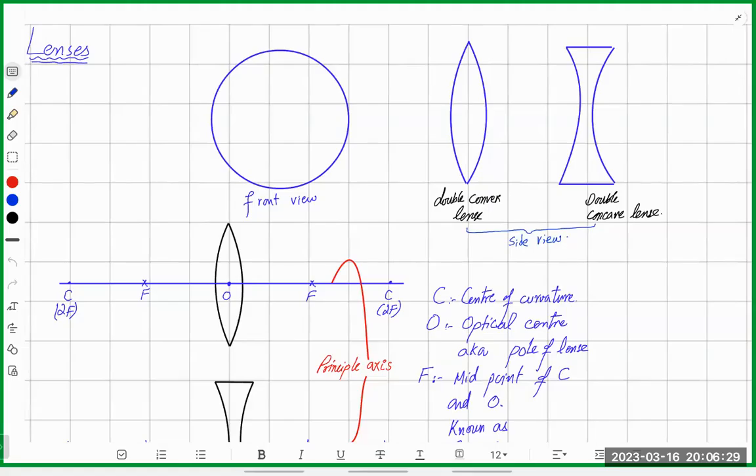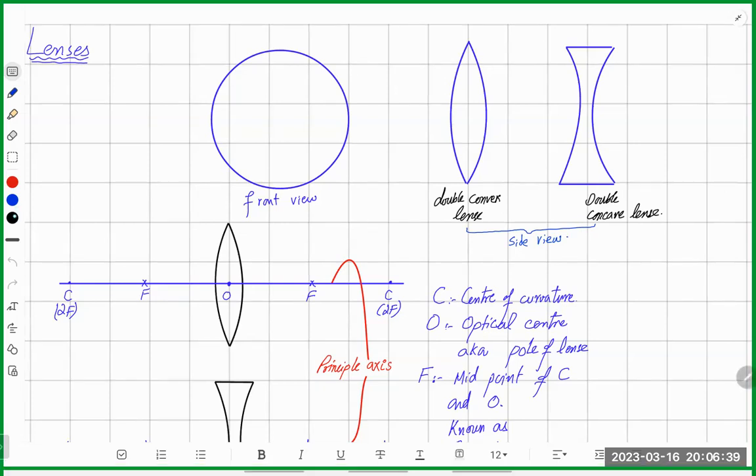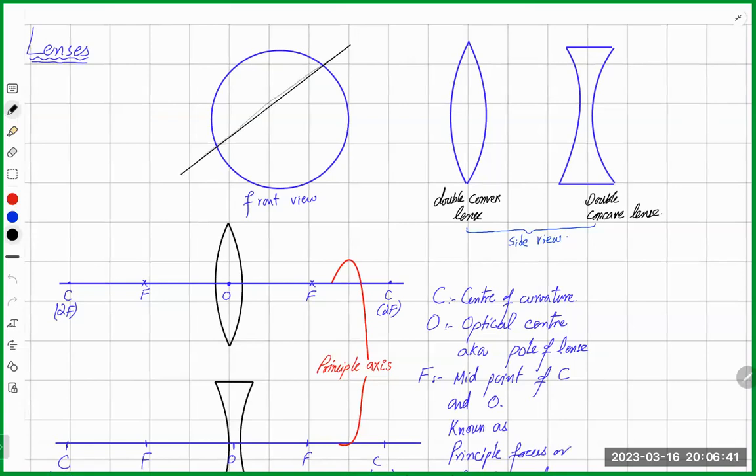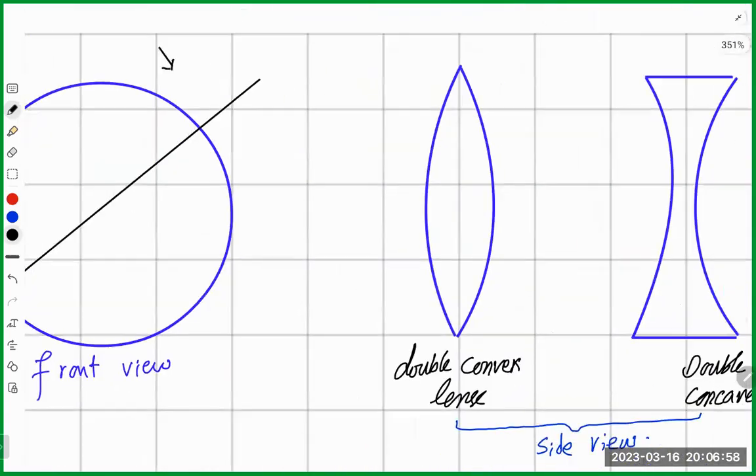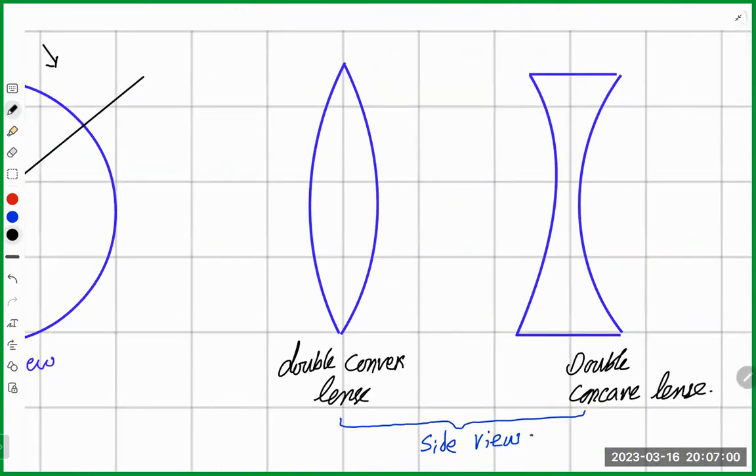Okay, today we'll be learning about lenses. Most lenses, when seen from the front, look circular like this. But if we cut a lens like this from the center, and then we see it from this side, we will see either a lens like this. Talking about simple lenses, some are complex lenses.